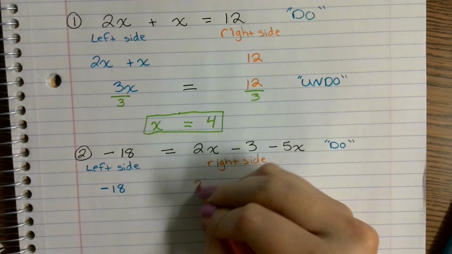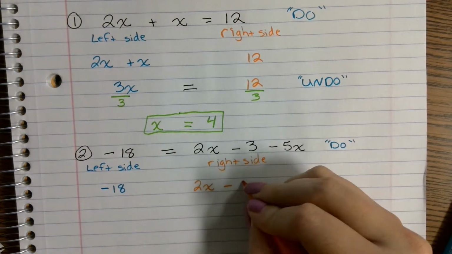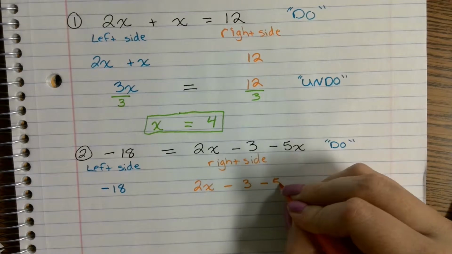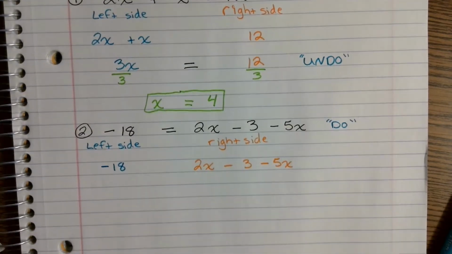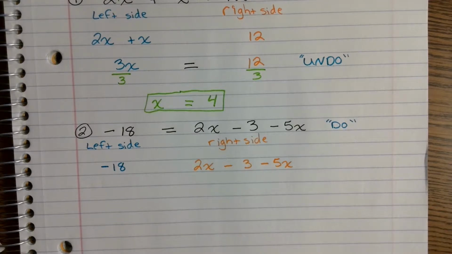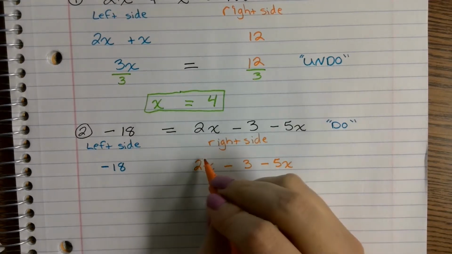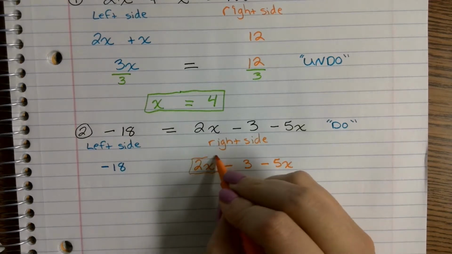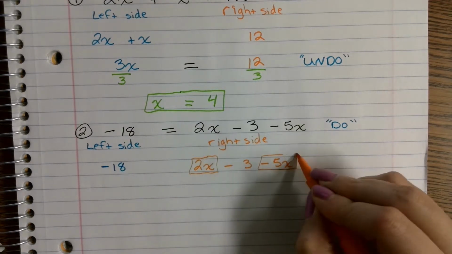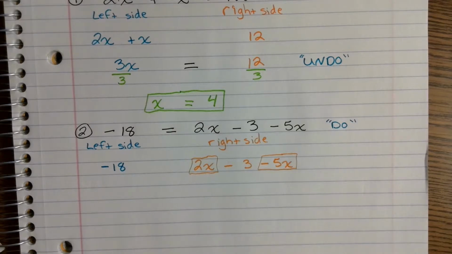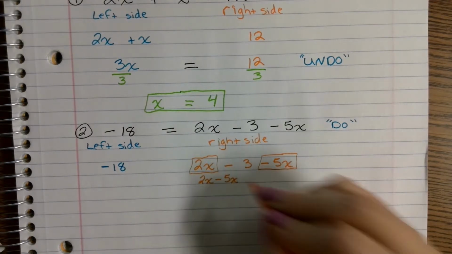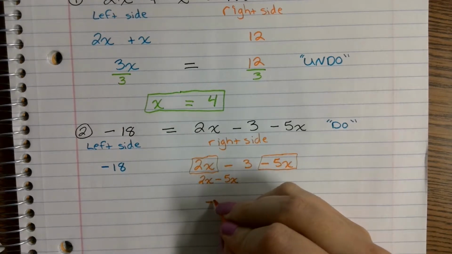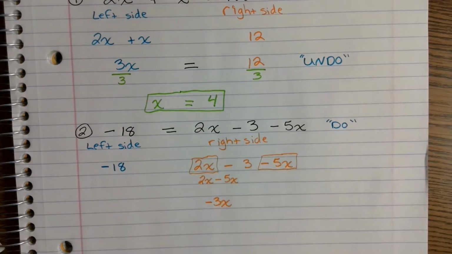So I've got the 2x minus 3 minus 5x. Can I simplify any of this? Yeah. What can I simplify? Raise your hand and let me know. Joel? Very good. That 2x minus 5x, we can actually combine that together. What is 2x minus 5x? Negative 3x. Good. So I'm going to get negative 3x.